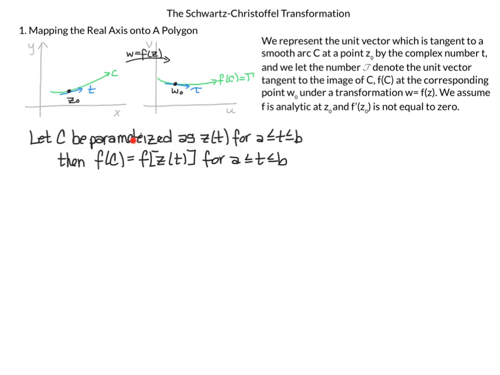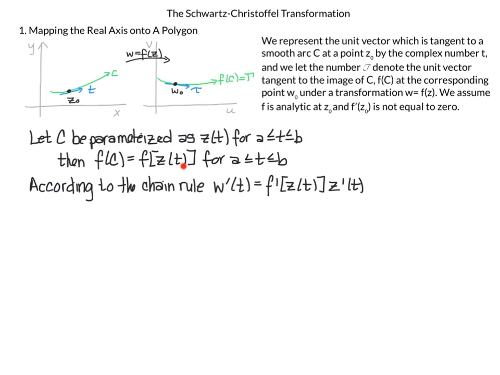We are going to let c be parameterized as z of t for t going between a and b. Then f of c is equal to f of z of t for t going between a and b. And now we're ready to talk about the derivative.